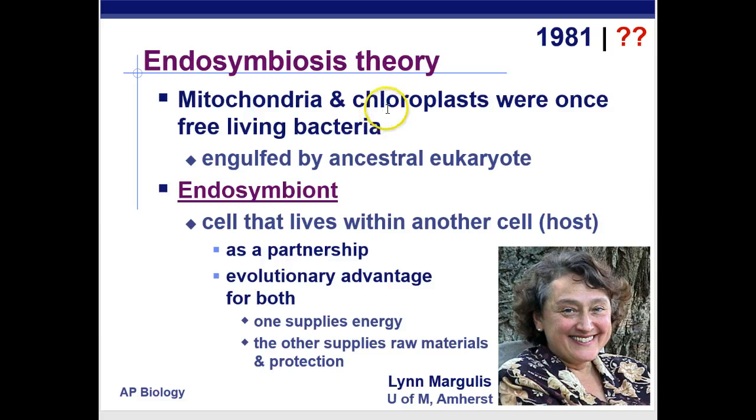Mitochondria and chloroplasts can move within cells and they can reproduce on their own, and they're about the size of a bacteria, and they actually have their own DNA to make their own proteins, lending evidence to the endosymbiosis theory.